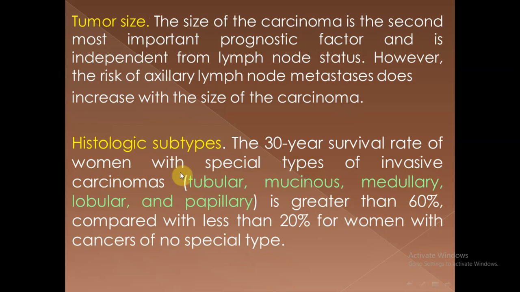Histological subtypes. Here we have these types of breast cancer called favorable types, which are tubular carcinoma, mucinous carcinoma, medullary, lobular and papillary types of carcinoma. They carry better prognosis than not otherwise specified and than inflammatory type carcinoma.